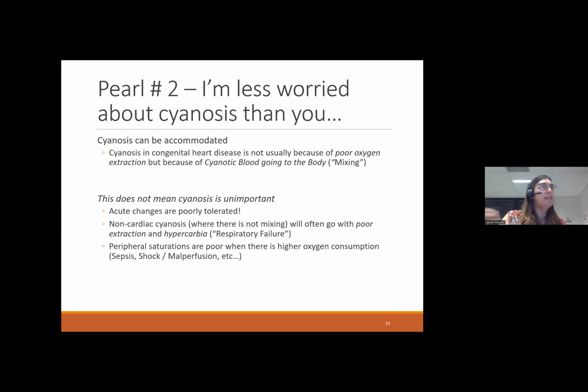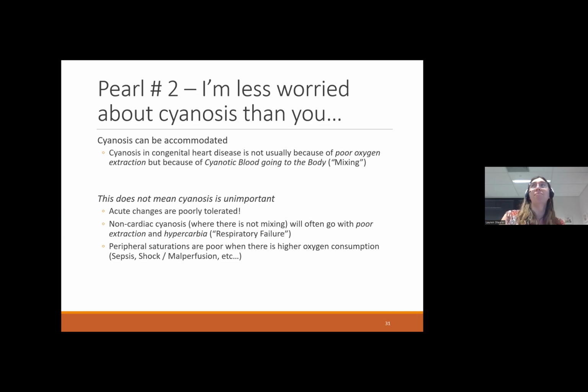Now, this does not mean that cyanosis is unimportant, because acute changes are poorly tolerated. Non-cardiac cyanosis, where there is not mixing, will often go with poor extraction, and hypercarbia will present as respiratory failure. And peripheral saturations are poor where there is higher oxygen consumption, sepsis, shock, as well as malperfusion, etc. And remembering the pulse oximeter is an estimation based on a whole bunch of variables, that really means most of our pulse oximeters aren't actually point accurate below about 94%.